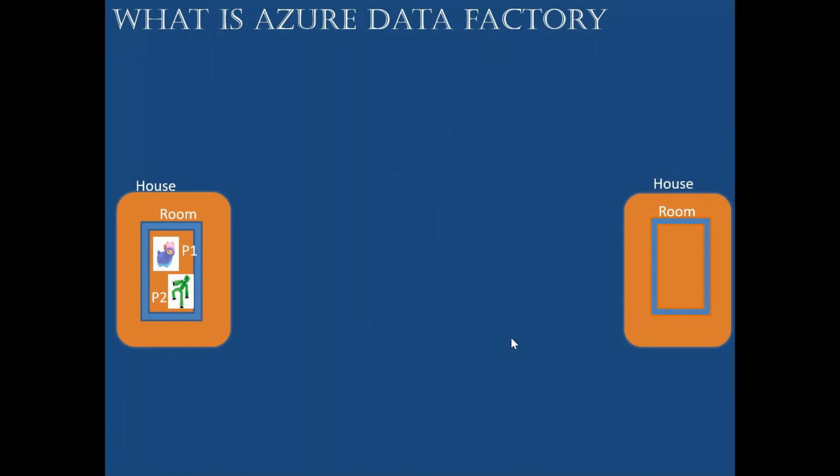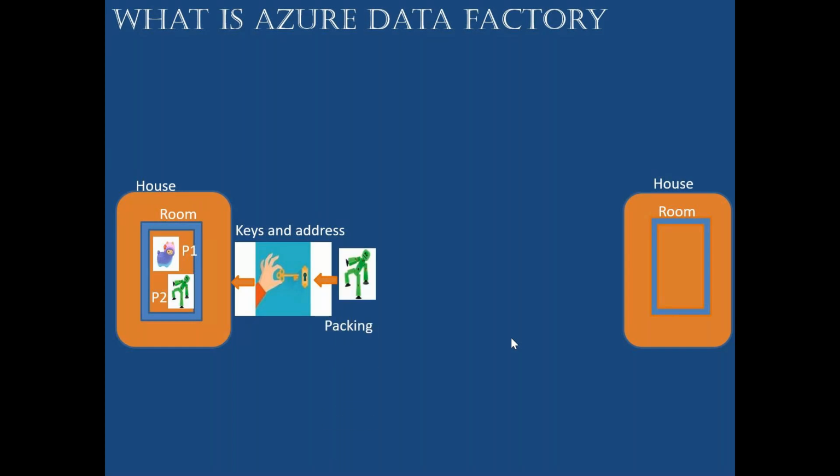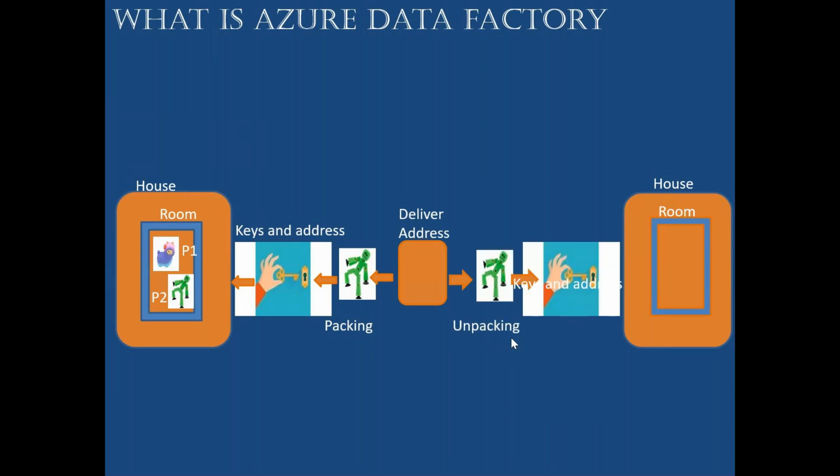We want to first unlock this room and enter into it, and we need to pack the items that we want to move to Hyderabad. Whatever items I want to move from Bangalore to Hyderabad, I have to pack them. After packing, I need a delivery address where they should be moved. Next I want to do the unpacking. After unpacking, I have to unlock this particular house again and place the items.